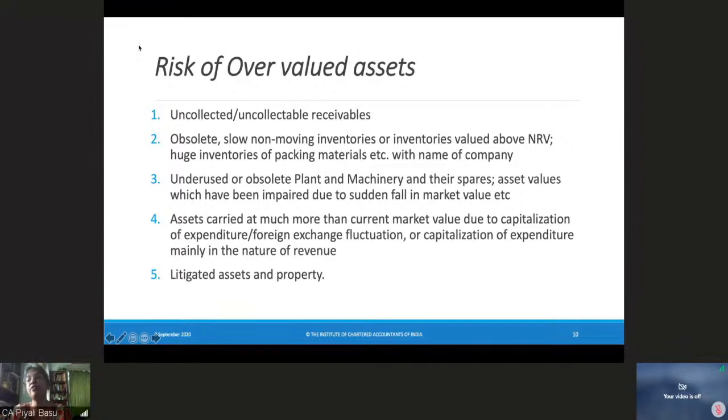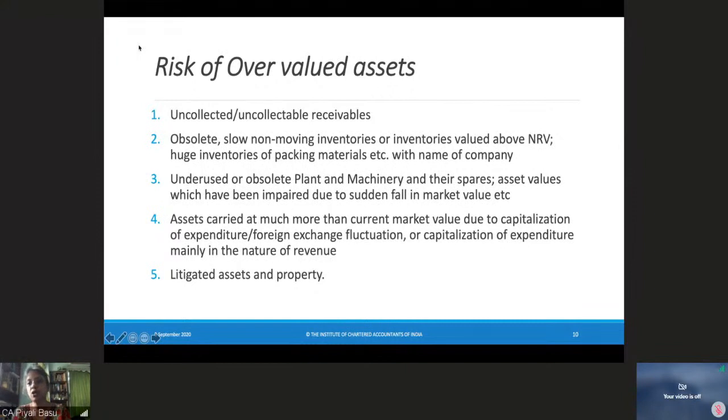Risk of overvalued assets. What is the hidden problem with the asset? That they are overvalued. Uncollectible, obsolete, slow-moving inventories. You are holding, as I said, obsolete, perishable items, and you are still showing them in the books and records. Why do we do a physical inventory verification? Simply to see whether that material is actually there or not. So that's very important, whether it is valued above the net realizable value.